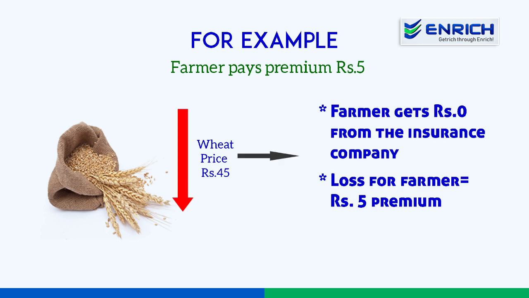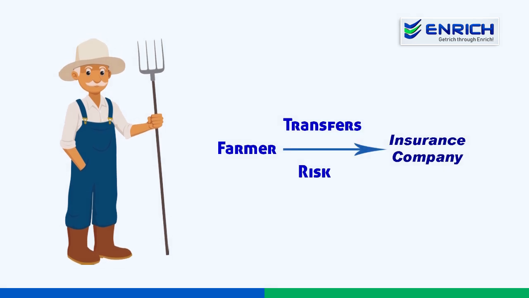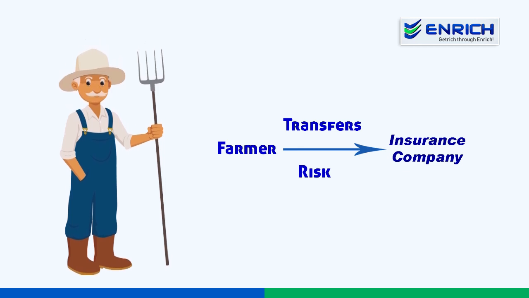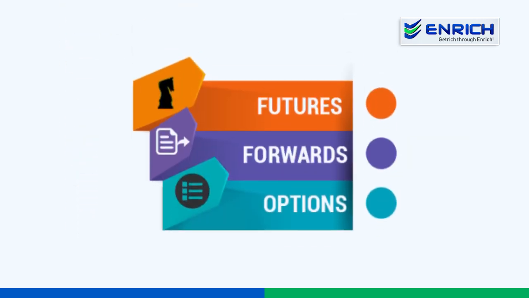But if the price of wheat goes down to say Rs 45, then the farmer will not get any extra amount from the insurance company. So here, his loss will be the premium that he has paid, which is Rs 5. So basically, what the farmer does here is to transfer his possible risk to the insurance company with the help of options contract. This is how options contract works in a derivative market. So I hope that you're now clear about derivatives, futures, forwards, and options.